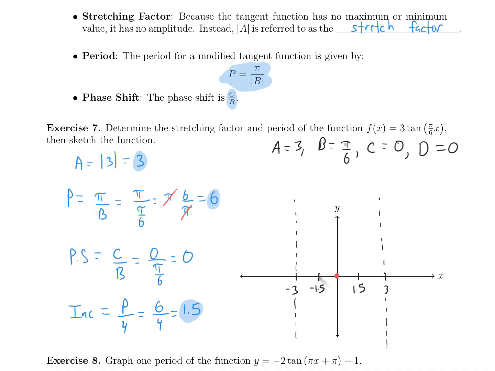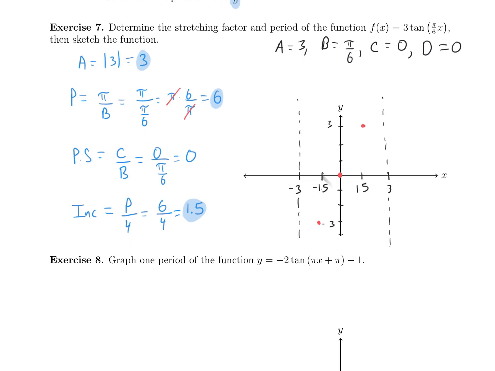Okay, and tangent goes in this direction. Since the stretch factor is 3, we're going to go up 3, down 3: 1, 2, 3, and 1, 2, -3. Now we can put our points. At the first increment, we go up 3, and at the increment to the left, we go down 3. Then we simply connect those 3 points in this orientation, and that is our tangent graph.